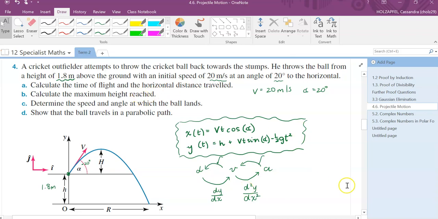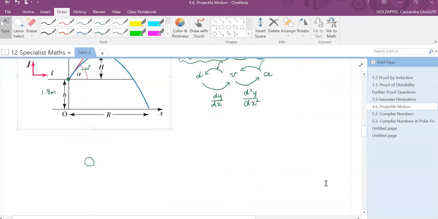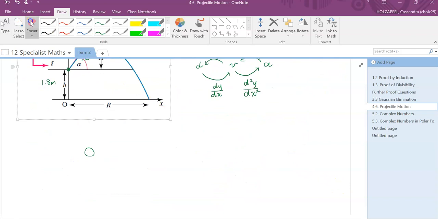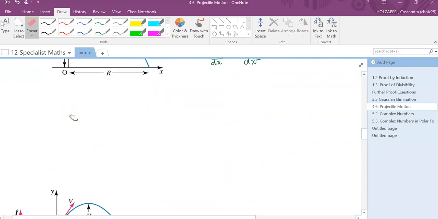All right, so let's start off. So what do we have to do first? Calculate the time of flight and the horizontal distance traveled. Okay, so I'm going to put some information here now. So the first thing that we know is that the acceleration due to gravity is always going to be 9.81 meters per second squared. I'm just going to write 9.8.